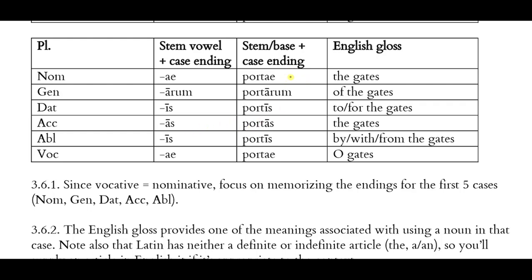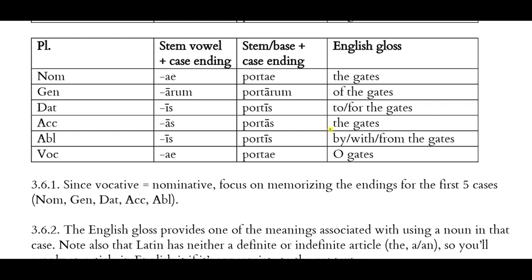Now let's add these to the word for gate, porta, and you can repeat after me. Portae, so the gates, plural. Portarum, of the gates. Portis, for the gates. Portas, the gates. Portis, by, with, from the gates. And portae, O gates. All right.